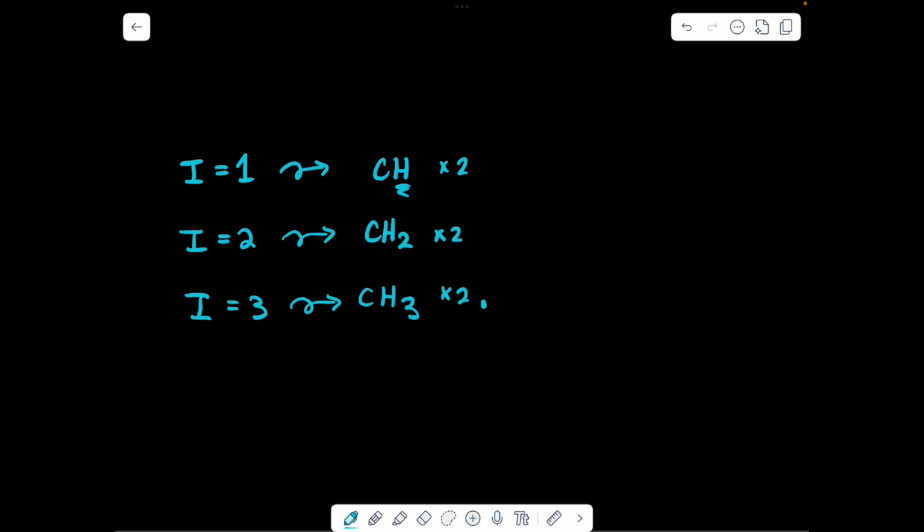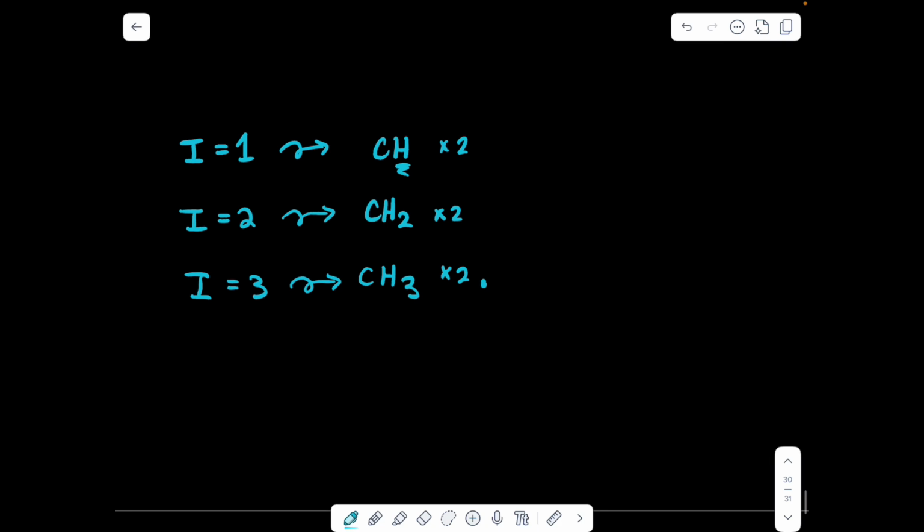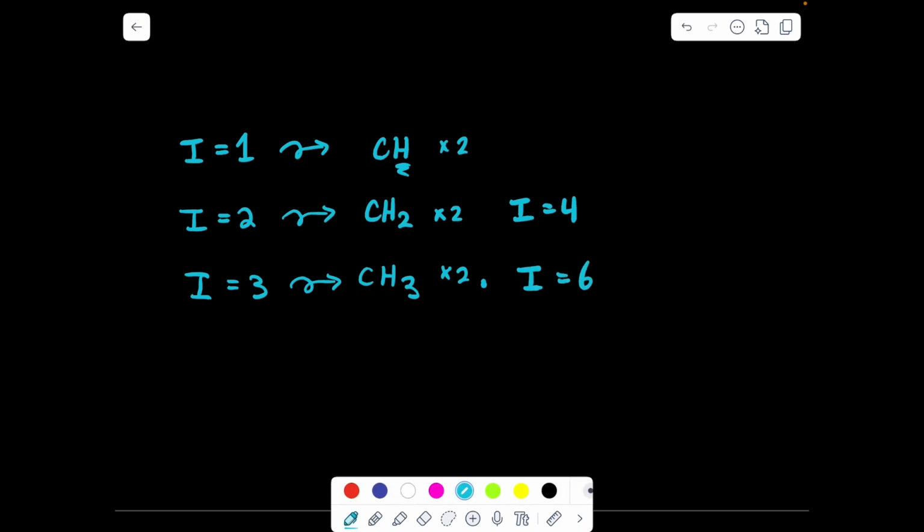1 times 2 would still be an integration of 1, so nothing changes. 2 times 2 would be an integration equal to 4. And 3 times 2 would be an integration equal to 6. If the integration is equal to 4, this means you have 2 CH2 groups that are equivalent. If your integration is equal to 6, that means you have 2 CH3 groups that are equivalent. So this would be case 1, case 2, and case 3, and then case 2 prime and case 3 prime.